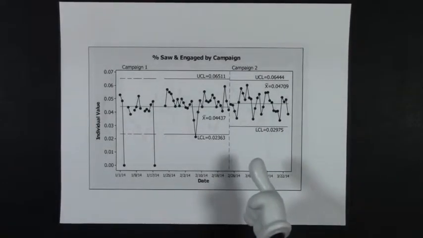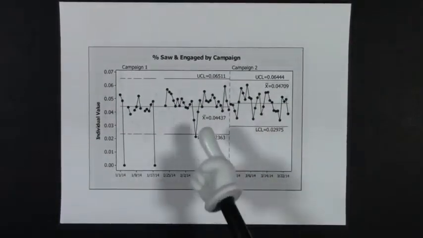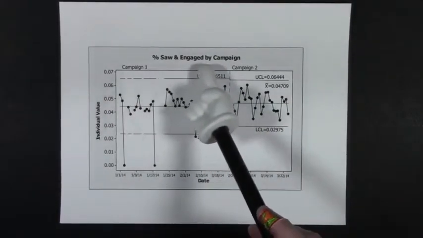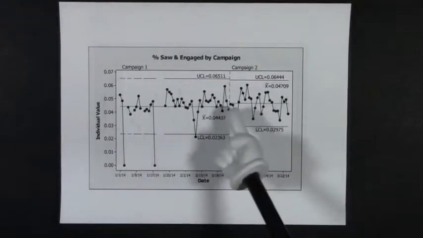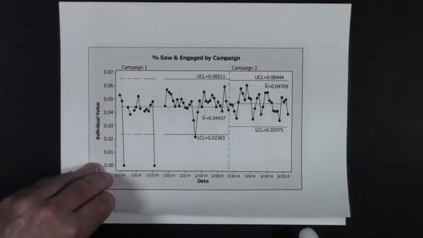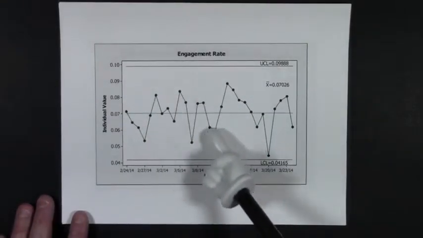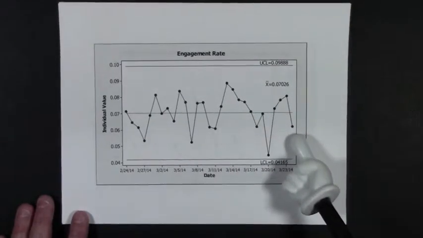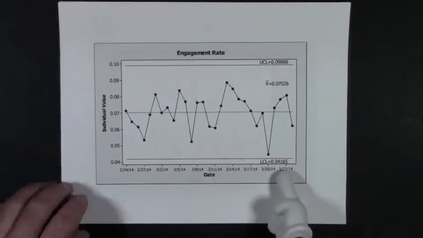But we can take a look at an individual measurements chart comparing 2 different campaigns and see the percent saw and engaged by campaign. All right, so here's campaign 1. Campaign 2 is giving us a little bit of a bump. Engagement rate, we can track this over time. What does your engagement look like? And you can also associate this with what did you post on these particular days.